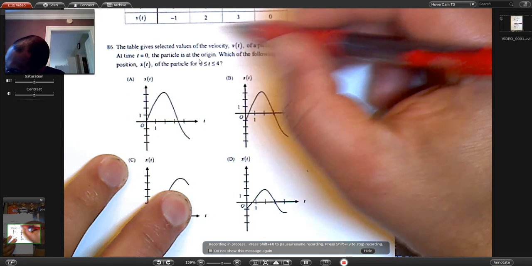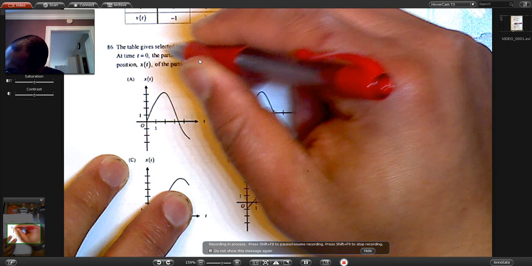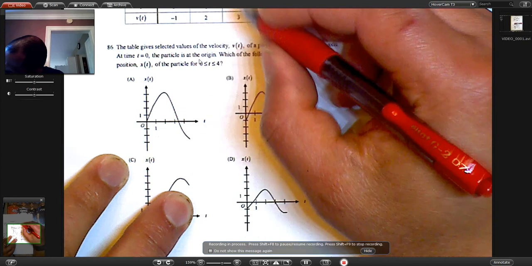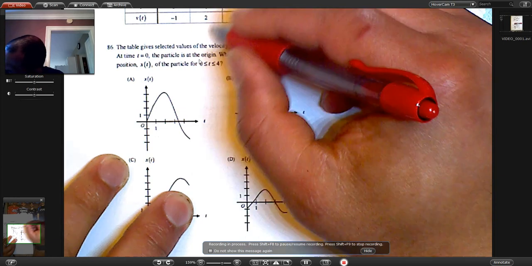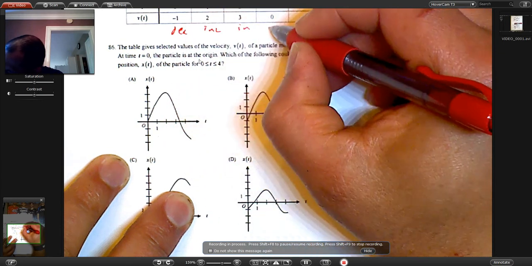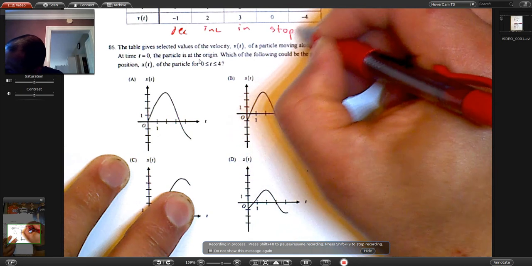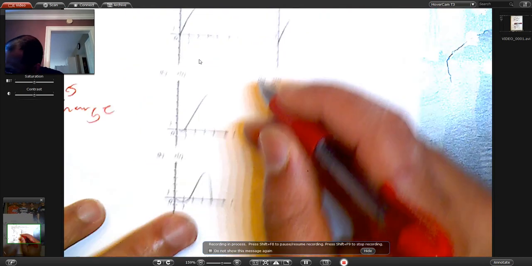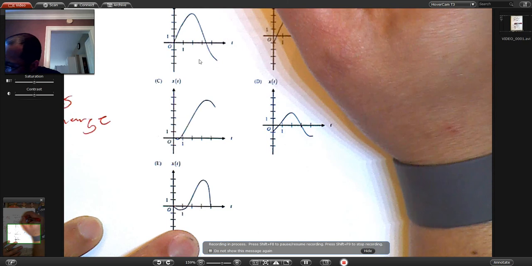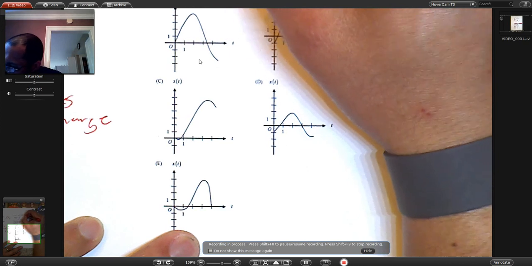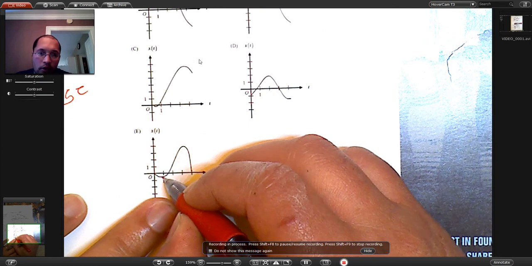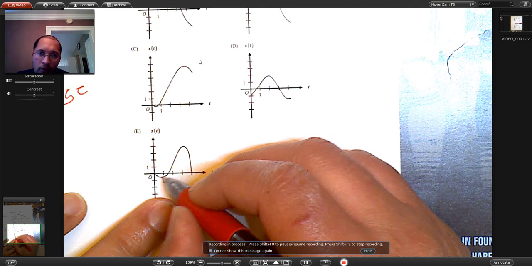Well, it gives the values of velocity of a particle moving along the x-axis, at time equals 0 the particle is at the origin. Which of the following could be the graph of the position x of t of the particle on 0 to 4? So, we're given the velocity, so we're decreasing, increasing, increasing, stop, decreasing. So we start off decreasing, so we decrease for a little bit, and then at 1 we're increasing, but it doesn't tell us that it stops. This answer says it stops at 1. Well, kind of increases to 1, but we just got to do a little more investigating.